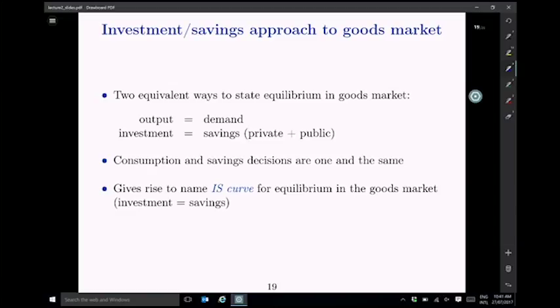That's why we call the goods market equilibrium condition in the IS-LM model the IS curve. The name comes from this investment saving equation. Investment equals saving. So this is where we get the name IS curve: investment, saving.